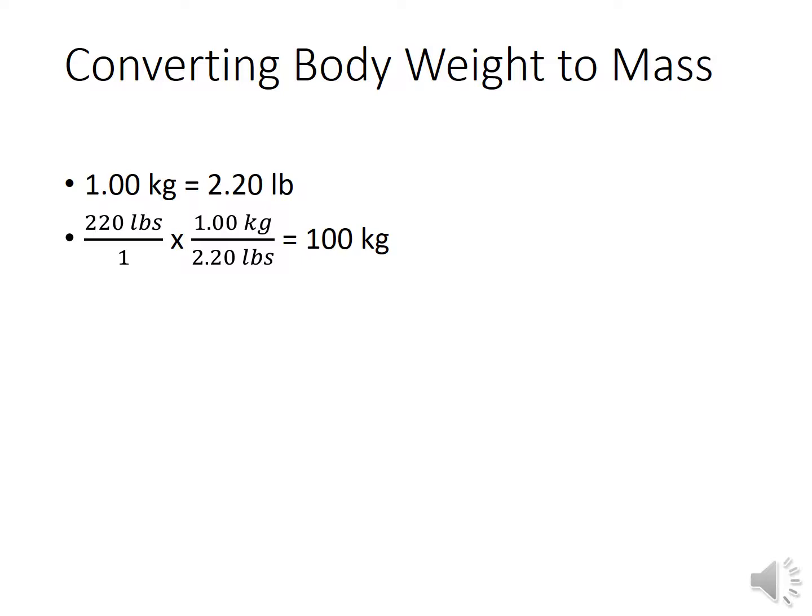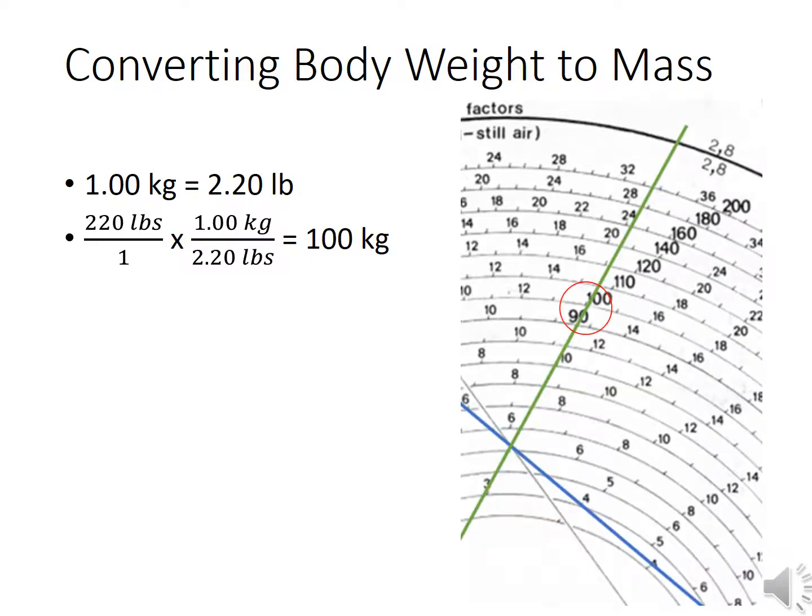So we see I picked a nice easy body weight here, 220 pounds. When I convert, I multiply it by 1.00 kilogram over 2.20 pounds, and I end up with exactly 100 kilograms. So now I can go back to the nomogram, and certainly there was a 100 arc that I could read there for body mass. Okay, so there it is.